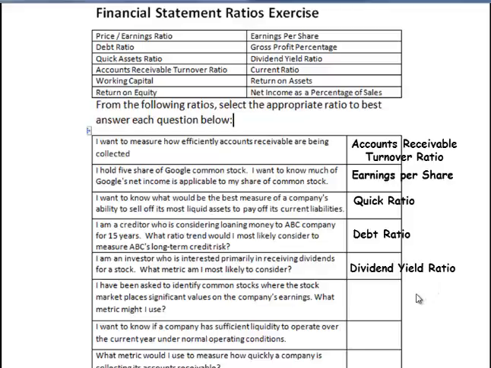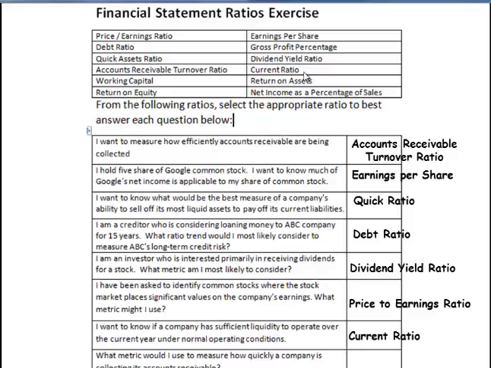Okay, the next one. I have been asked to identify common stocks where the stock market places significant values on the company's earnings. What metric must I use? And that's basically the metric from 2 slides ago, and that would be our price to earnings ratio up here. There's price to earnings ratio. I want to know if a company has sufficient liquidity to operate over the current year under normal current operating conditions. Now, actually, you could have 2 different measures here. Here's the one I wrote down. It would be the current ratio right here.